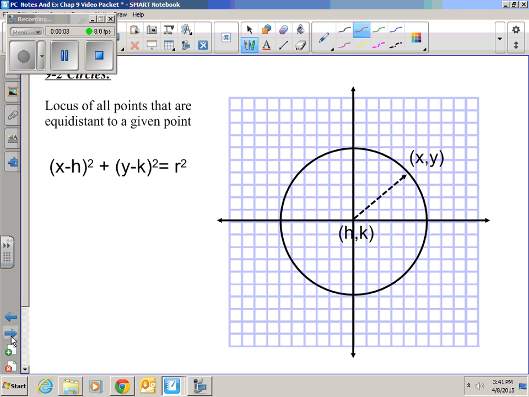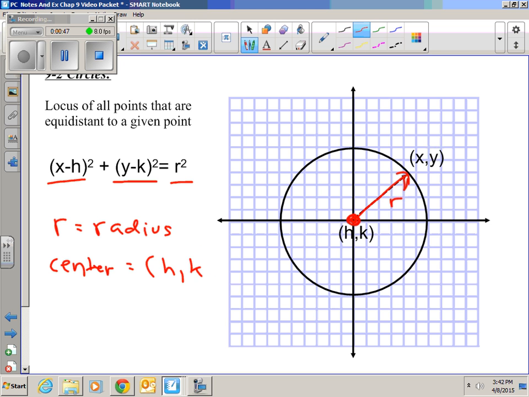Let's start with circles, and this will be lickety-split quick. Circles are a set of all points that are equidistant to a given point. We call that given point the center point. Of course, this distance right here we call the radius. The equation of a circle is right here. It is (x minus h) squared plus (y minus k) squared is equal to r squared. That just comes right off of the distance formula. We now, of course, know that r is my radius, and as before, and you guys know this very well, my center point is h, comma k.